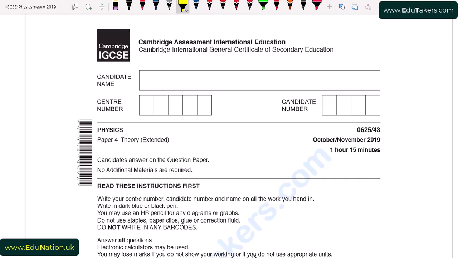Today we are going to solve Cambridge IGCSE Physics Paper 4 Theory Extended, held in October-November 2019, and the paper code is 0625 with variant 43. So let's start from question number 1.